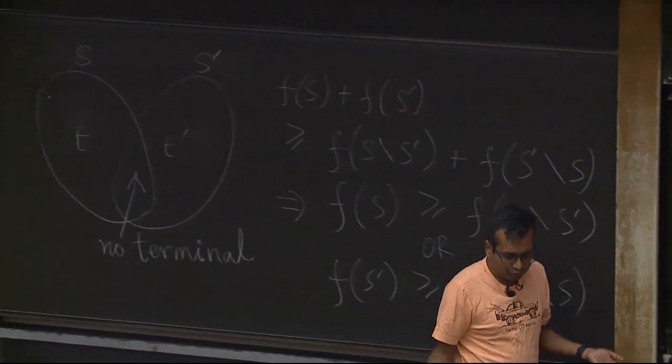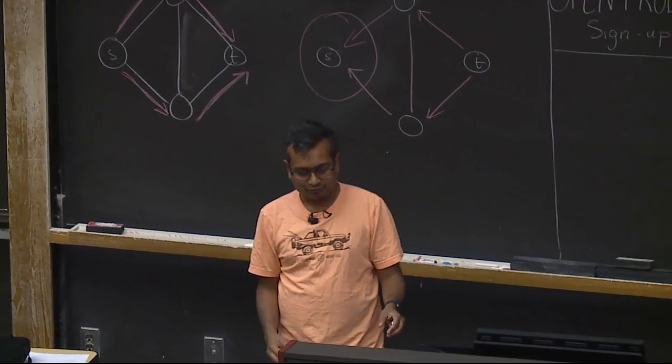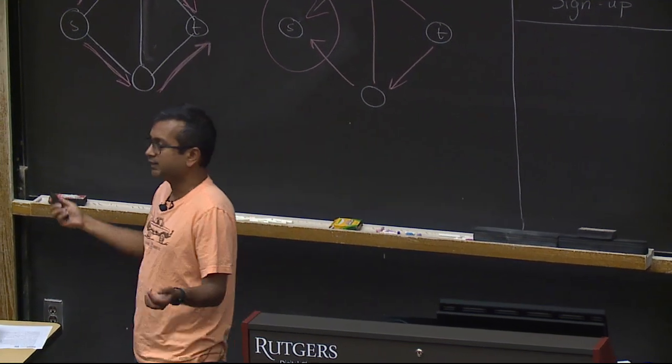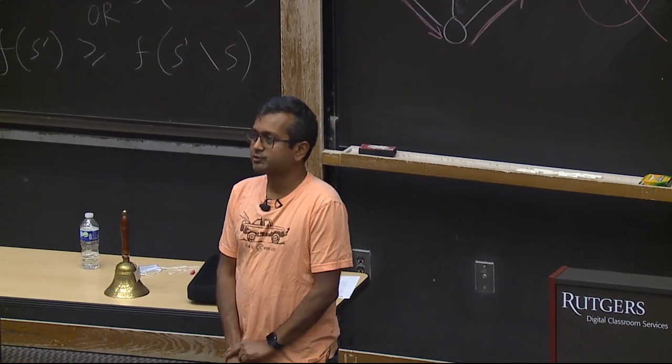And therefore, once I keep uncrossing, eventually I will end up with a set of minimum isolating cuts that don't cross at all. Any questions about this proof?